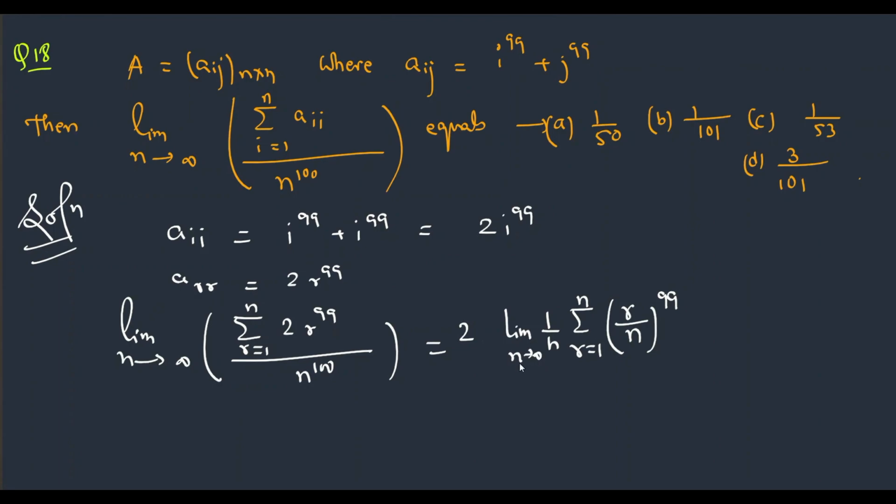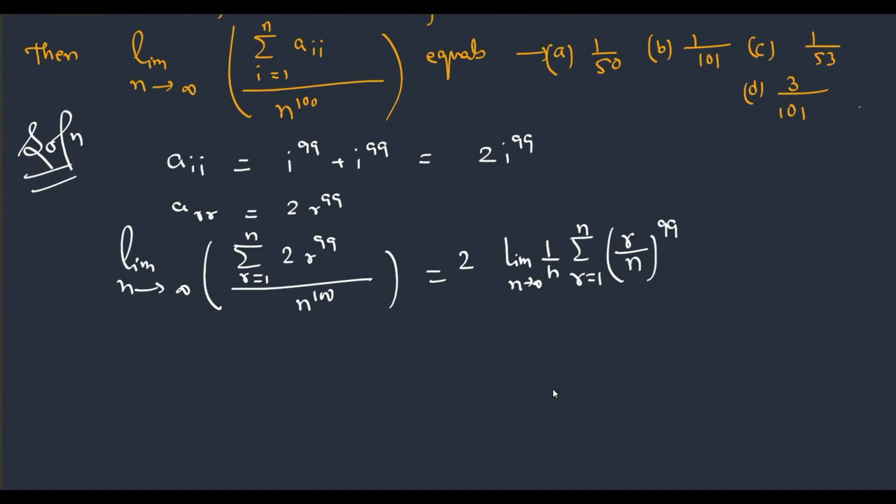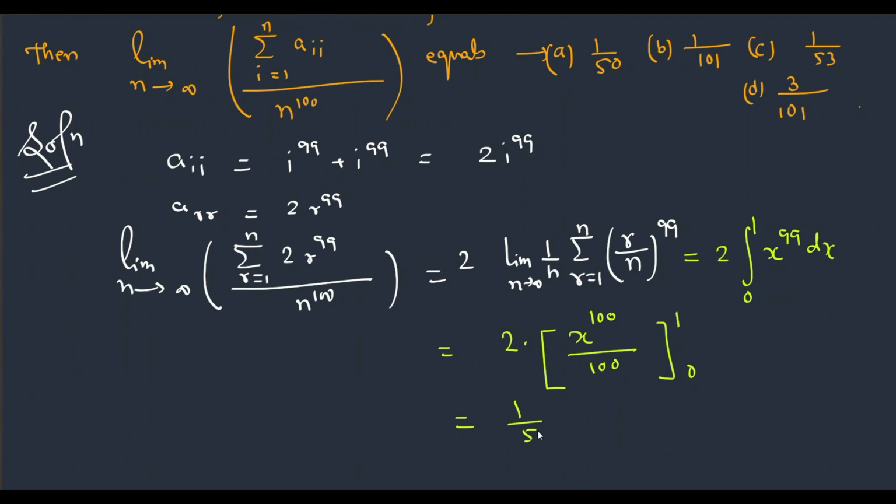1 by n sigma r equal to 1 to n of r by n, this is the limit of a sum. So we apply here, what we get is 2 times the integral from 0 to 1, where r by n becomes x, x power 99 dx. So what we actually have is 2 into x power 100 by 100, now with limits 0 to 1, so it is 1 by 50.